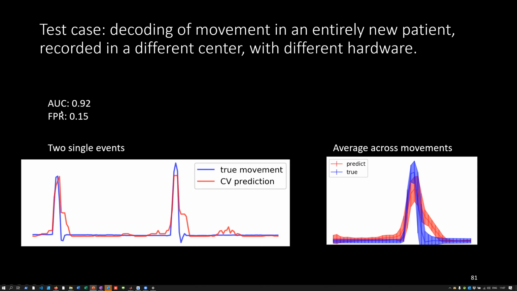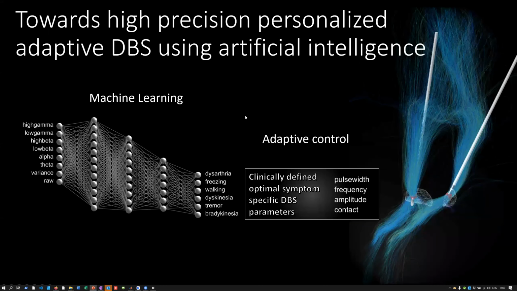And we could reach a performance of 0.92 with a false positive rate of 0.12. And you can see the single trials where true movement is blue and prediction is red. And you can see how well our model could predict the movement amplitude and the presence of movement across patients. I think this is a really big step and a milestone for us, because it means that yes, we can use ECOG to create a brain computer interface that does not require retraining to adapt stimulation. And ultimately, our goal is to develop a high precision personalized adaptive DBS using machine learning.